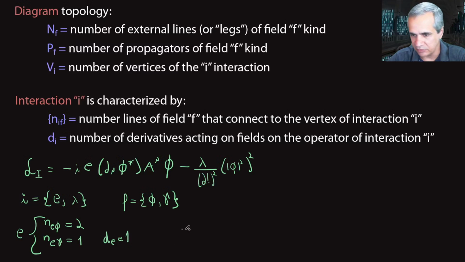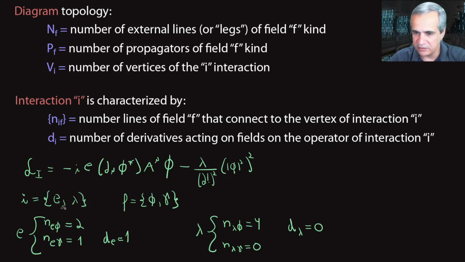For the second interaction, which I labeled lambda, I have n lambda phi, which is just 4, because this looks like a phi 4 theory. n lambda gamma is 0; there are no photons in this interaction. And the number of derivatives is 0. So you can see that just by looking at these parameters, I can fully characterize the interactions as far as what I want to know here, which are the important things for power counting.